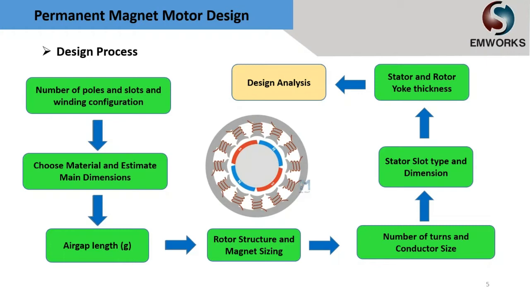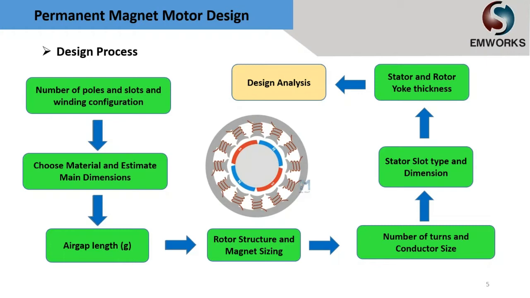After determining the main dimensions, we have to decide what is the air gap length, and then we choose what type of rotor structure we want to have as a desired motor, and we go with magnet sizing, which is an important part of the rotor structure. After that, we will have the number of turns and conductor size, which is based on the equation. And then we decide a slot type, stator slot type.